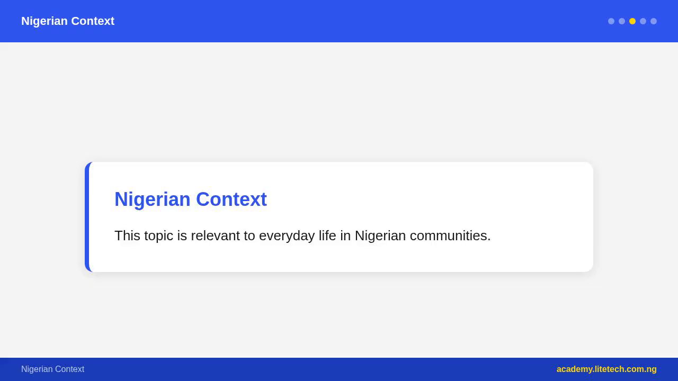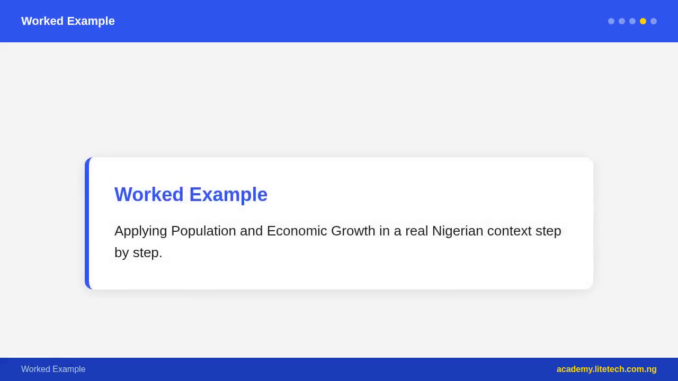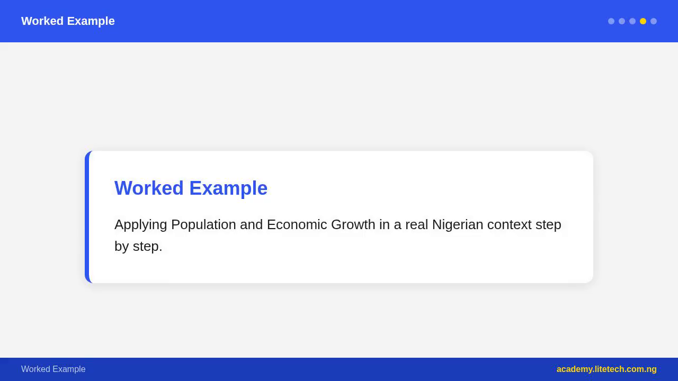The labor force comprises all persons of working age, 15 to 64 in Nigeria, who are willing and able to work. Key terms: employed, working for pay or profit. Underemployed, working less than desired or in a job below skill level. Unemployed, not working but actively seeking work. Economically inactive, not seeking work: students, homemakers, retired. Nigeria's youth unemployment rate was above 40% in 2023, one of its most pressing economic challenges.